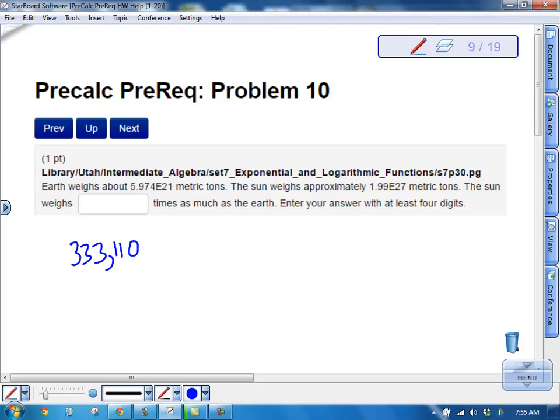333,110 I think should work. I don't think we have to have many decimal places here, but it's at least 4 digits. So we could have had 00, and it would have still worked because you've got 4 digits here. But the Sun is about 333,000 times more massive than the Earth.